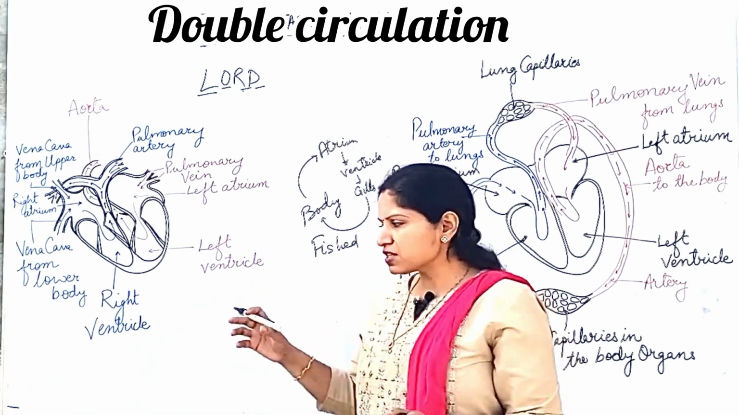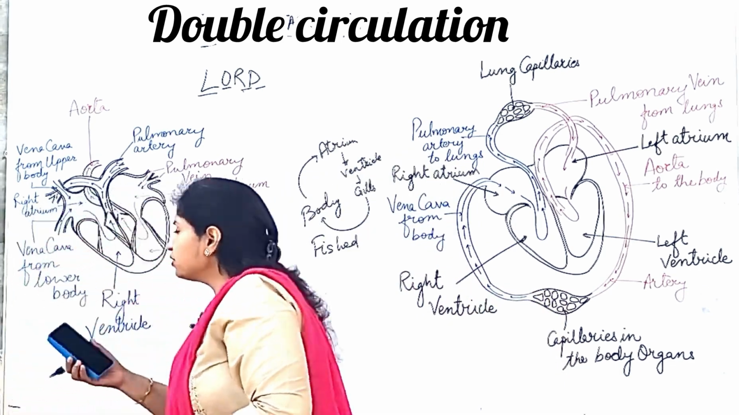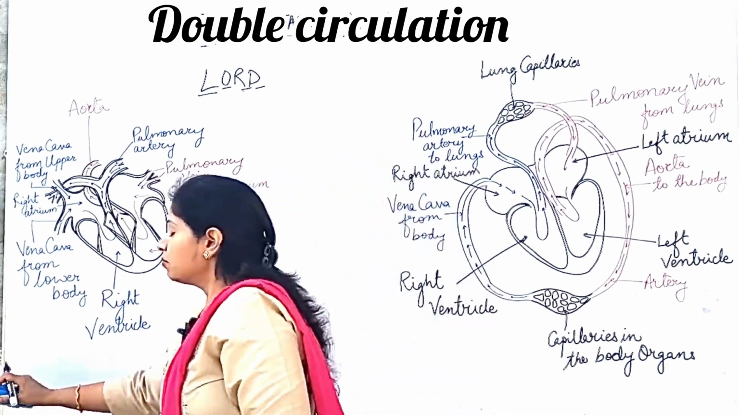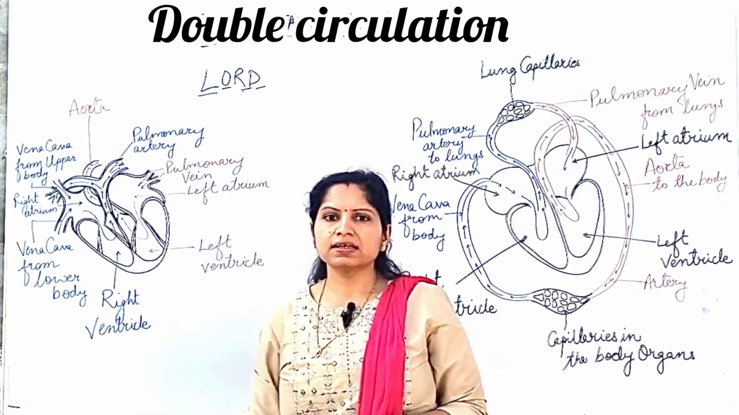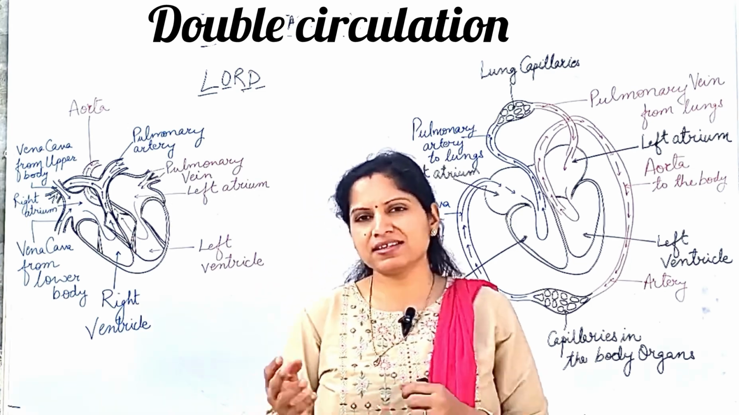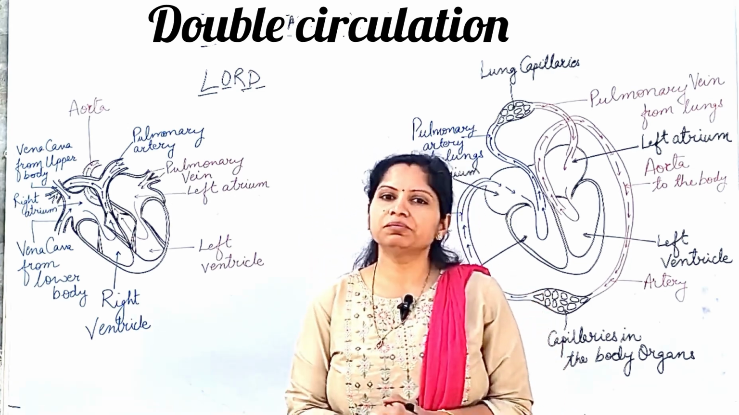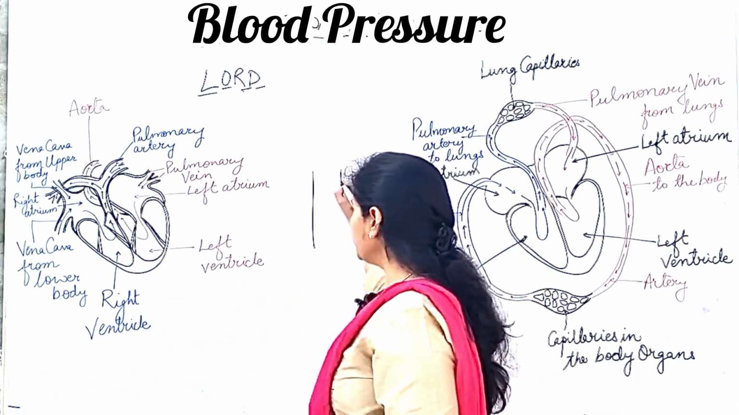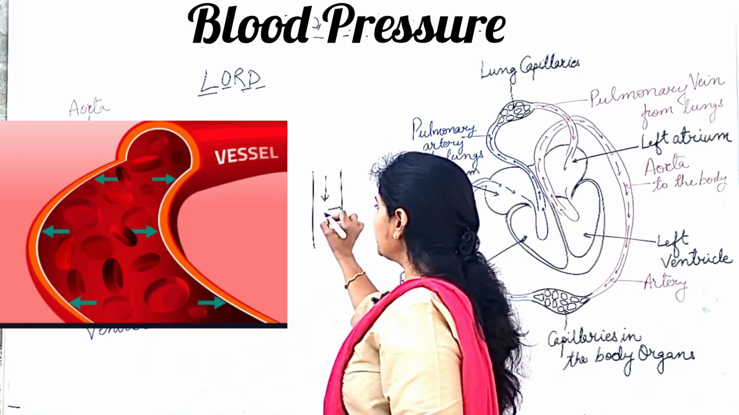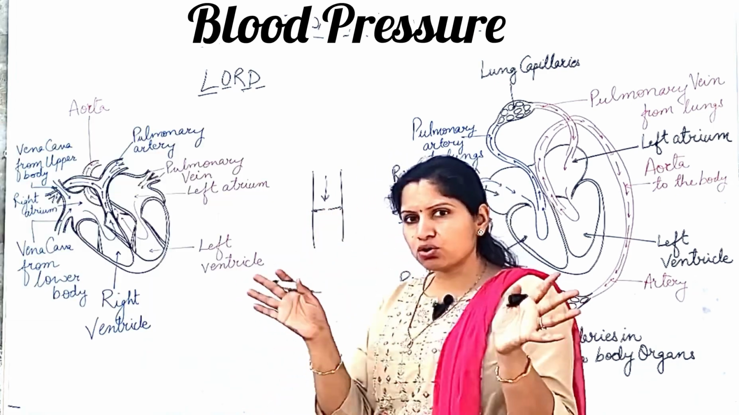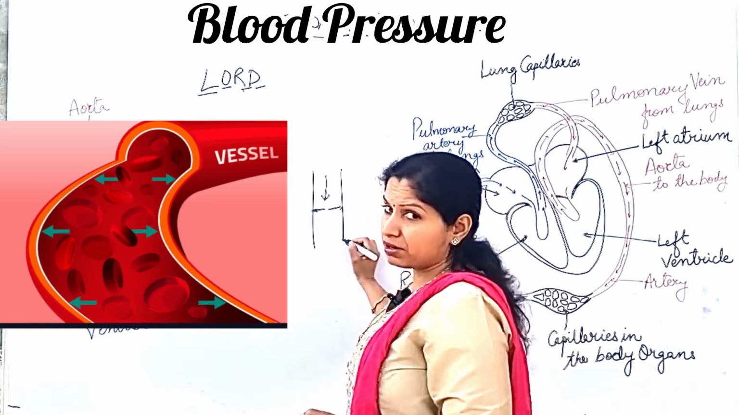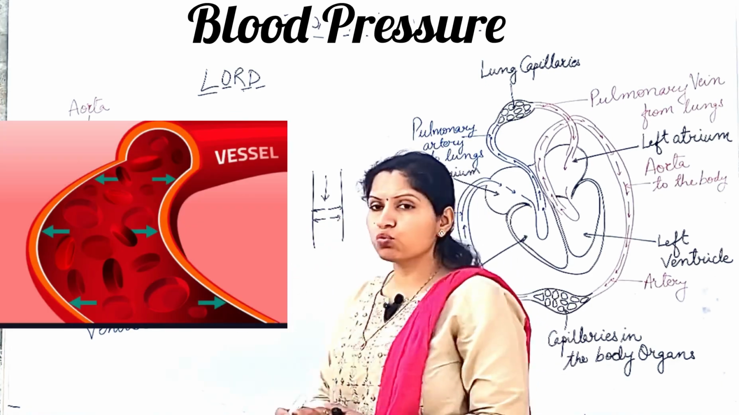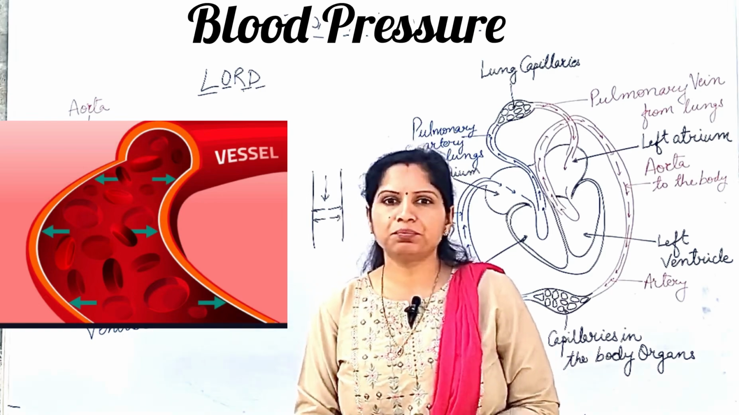Now, in the transportation system, you could be asked some other questions as well, that is about blood pressure, about arteries, veins, platelets and lymph. Now let's discuss that. First, talking about blood pressure. What is blood pressure? When the blood is moving in the vessels, it exerts a lateral pressure on the walls of the blood vessels. This pressure exerted by the blood on the vessel's wall is known as blood pressure.